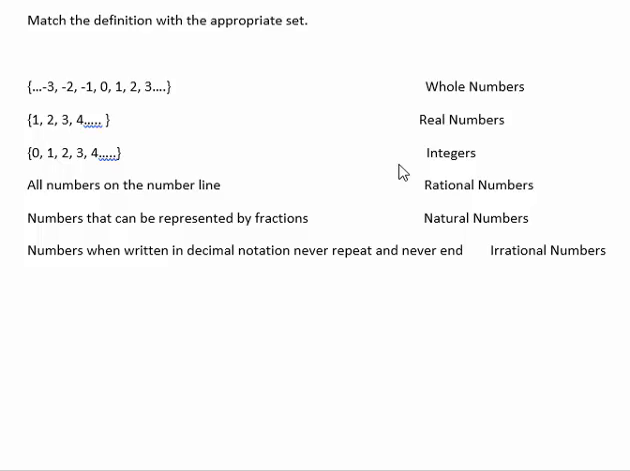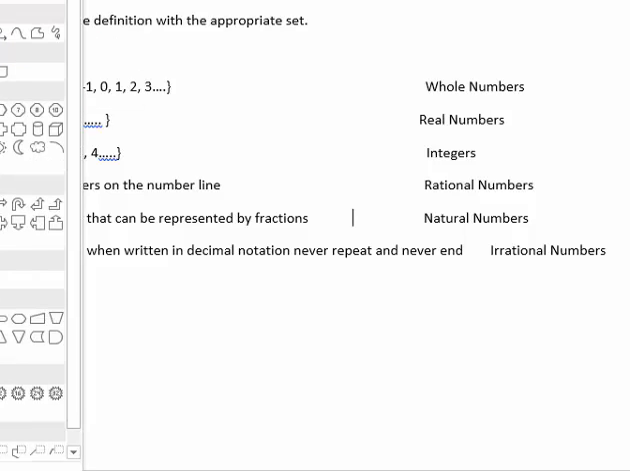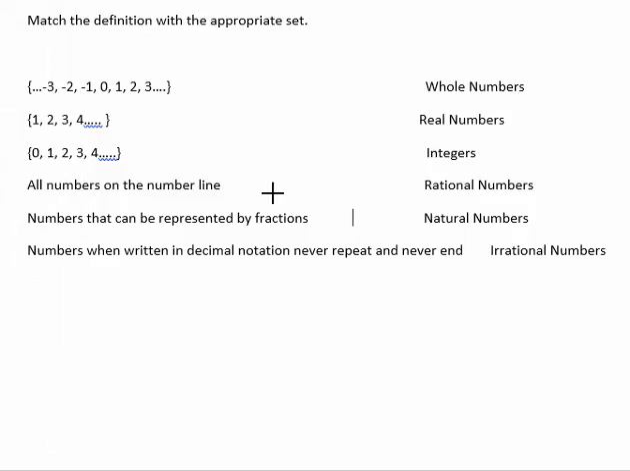What we're going to do is match the description with the set. On the left-hand side, there's a description. On the right-hand side, there are the sets. First one we're going to look at is all numbers on the number line. All numbers on the number line, that's every number on the number line, is a real number. That's the set of real numbers.